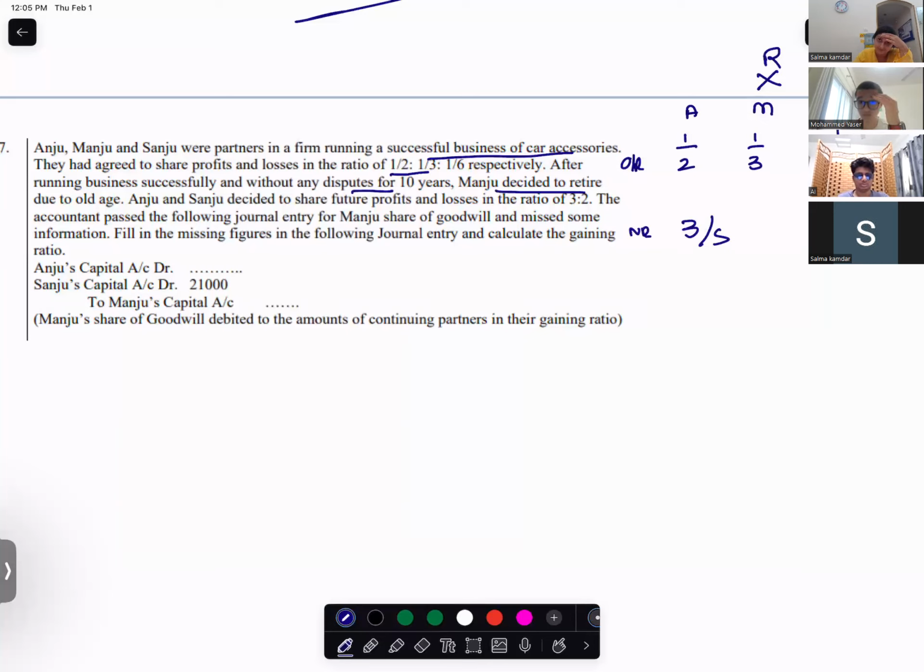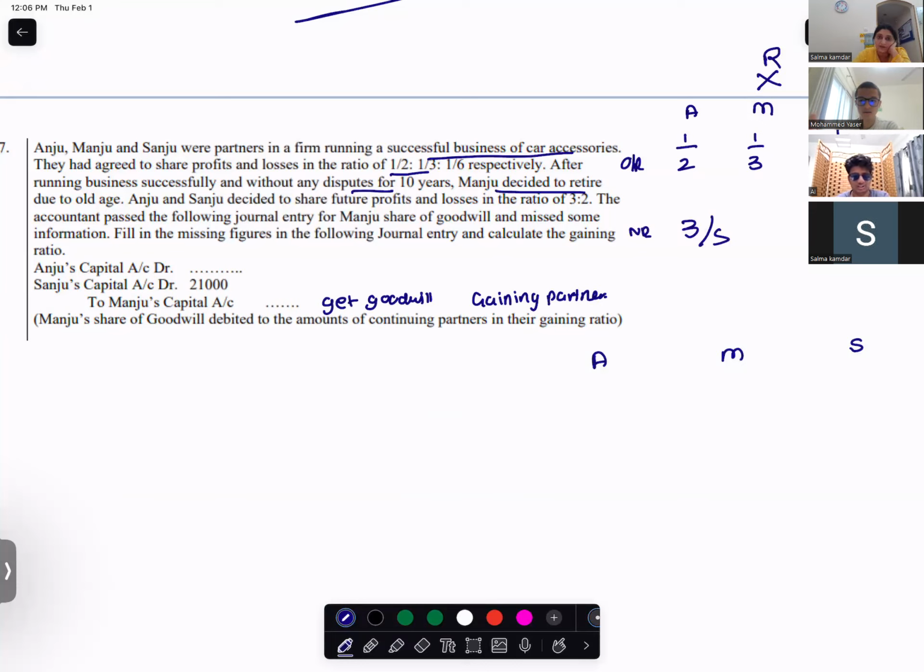Manju is going to get the goodwill. Yes, so she is the gaining partner? No, she's the sacrificing partner. Manju will get the goodwill, na? Yes. Manju is going to get the goodwill.